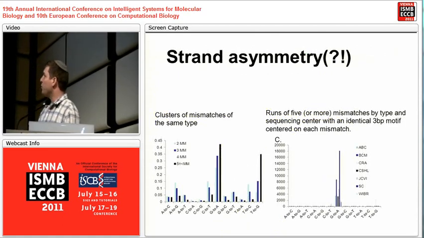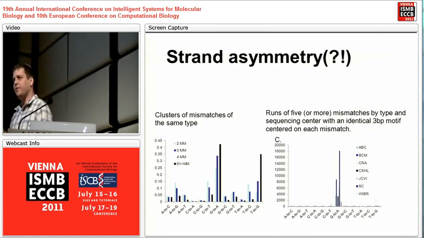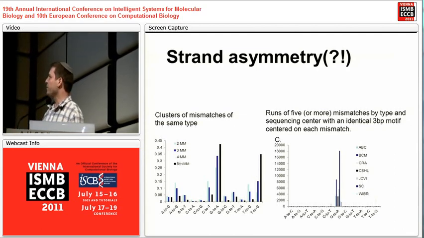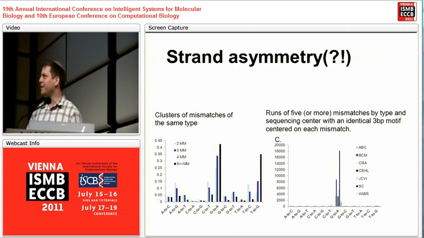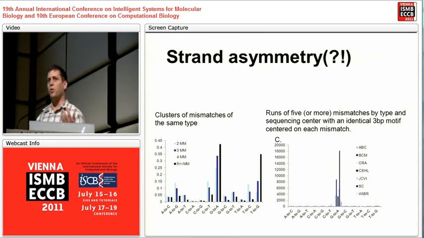When we looked for clusters with larger and larger numbers of mismatches, it became clear that most of them are G2A, some T2G. But when we looked for traces with the same motif around these mismatches, there is a clear overrepresentation only of G2A. And this is very strange because the sequence derives from both strands. So this didn't look like the result of biological meaning, but more like an artifact.